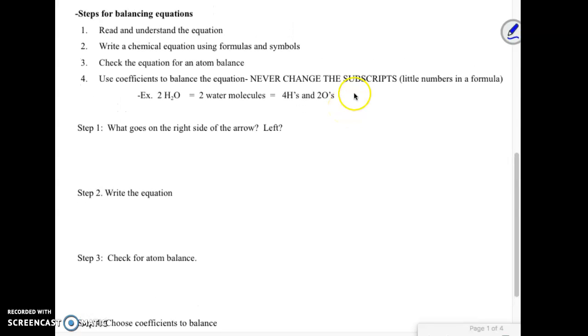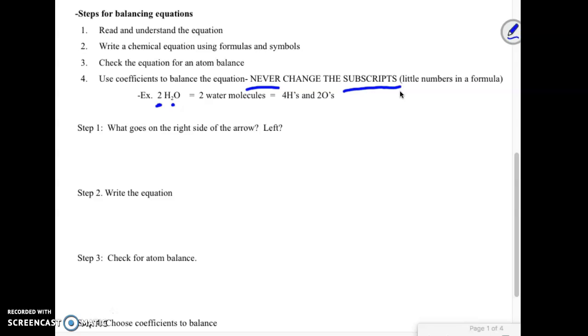So we never change the subscripts in the formula. When we're balancing, the subscripts are off limits, okay? You never change the subscripts. You use coefficients. So coefficients is this number out front, okay, like in front of water. That is saying you need 2 water molecules. You cannot change that little subscript in the water molecule. That is off limits. For balancing, you just put numbers out front, okay?